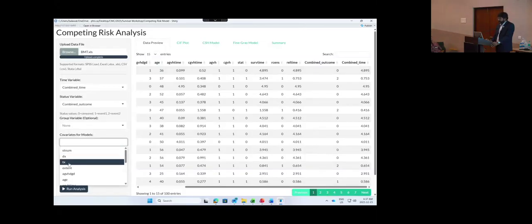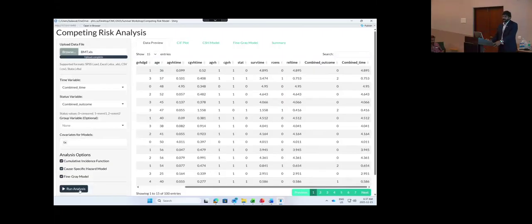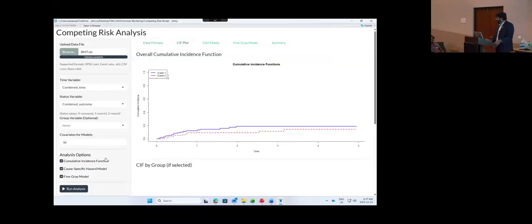The covariate would be TX, which is the treatment group. Then if you can run it. The group variable is optional if you want, but it's not required at this point. Yes, everything should be there.